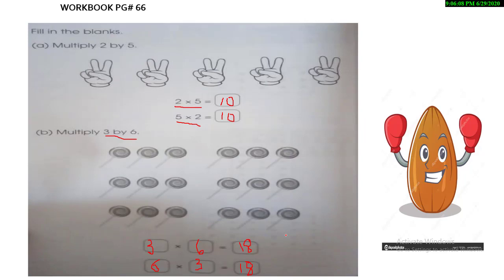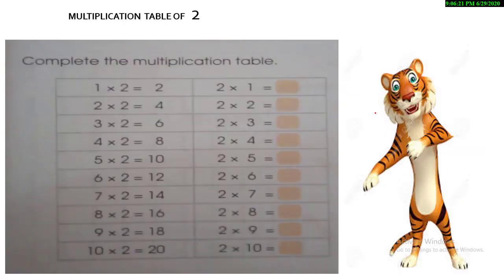Yes, we did it. Look at this almond. Okay, how many students are eating almonds nowadays? Yes, please eat almonds. It really helps you, and it even makes your brain strong. Yes. Okay, tigers, here we have a multiplication, but it's just a 2 times table.